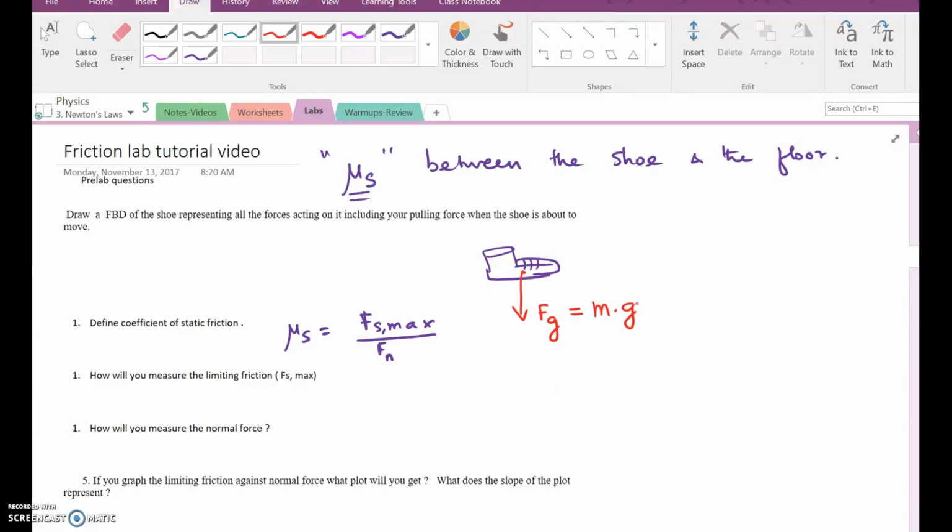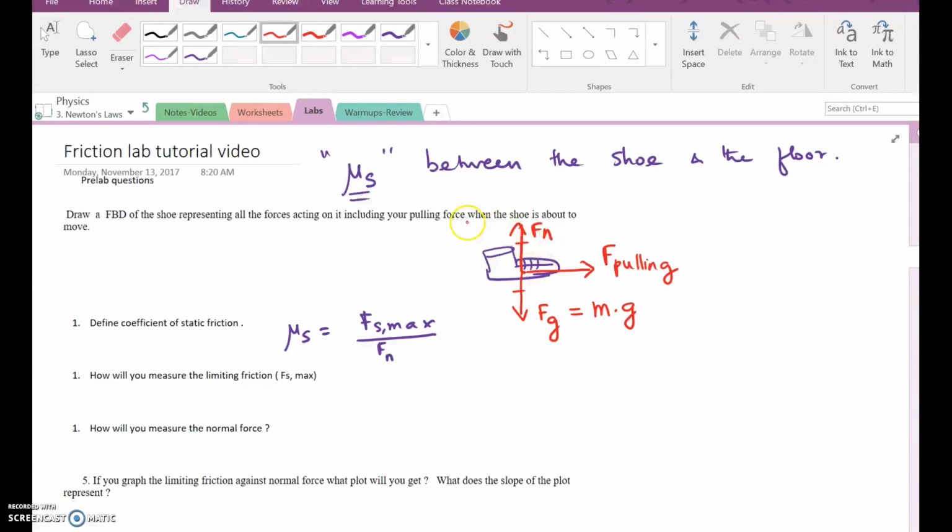What other forces do you think act on the shoe? Yes, the shoe pushes down on the ground, so the ground pushes it back up, and that is what we identify as the normal force. And because the shoe does not have a vertical acceleration, the normal force must equal the force of gravity. Then you are trying to pull the shoe this way, so this is your pulling force. And you are pulling until the shoe is just about to move.